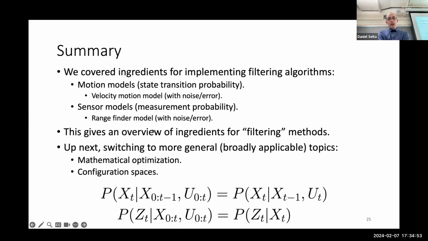So stepping back, we've covered these ingredients for different filtering methods. Not only motion models and sensor models, but for the last few weeks we also covered state estimation. Up next, we're going to discuss some broadly applicable topics. This slide is a bit out of date. I imagine we're going to cover localization next class, and then we'll cover different optimization and configuration-based techniques, because your next lab, which should be out soon, covers localization. So I'll try to cover it next week so that it helps you.